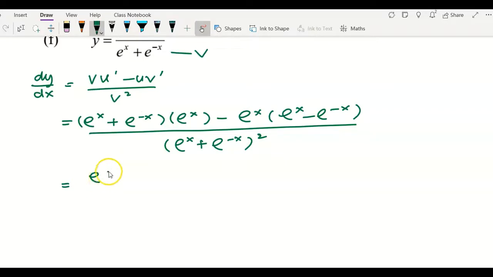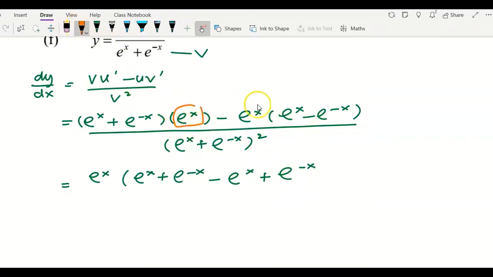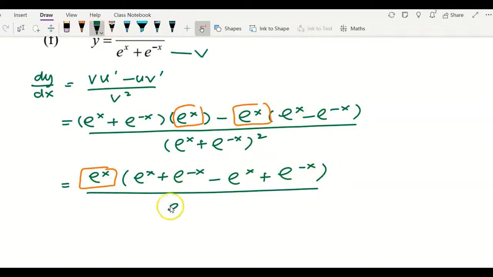Then we can factor out the e^x. Take out the e^x, we have e^x plus e power of negative x minus e power of x plus e power of negative x. Both terms contain the e^x, so I take out e^x and put it here. Inside the bracket we have e^x plus e^-x, and minus e^x plus. Why plus? Negative multiplied by negative, you get positive. This is inside the bracket, over e^x plus e power of negative x squared.